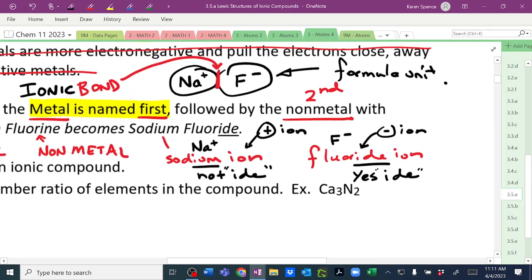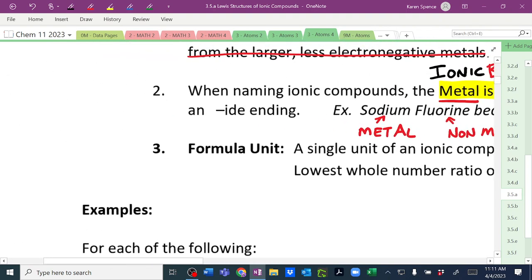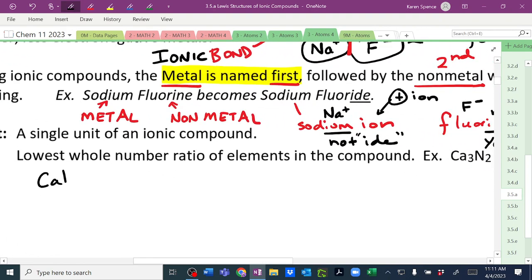So for example, if we have calcium nitride, and this is going to be a little preview of the next unit, so you don't need to be able to do this for this unit, but you would know that calcium is in group 2. How many valence electrons does calcium have? 2. So when it becomes an ion, what does it do? It loses 2 electrons, so its charge is plus 2. So calcium is 2 plus.